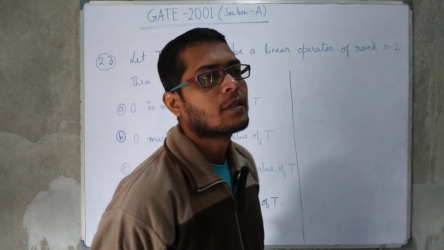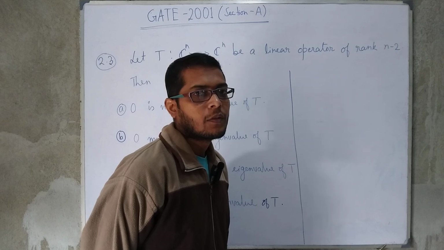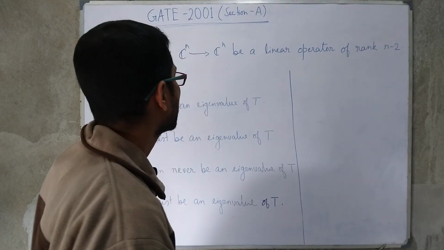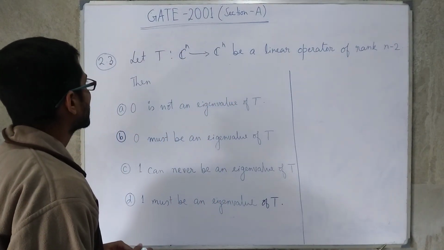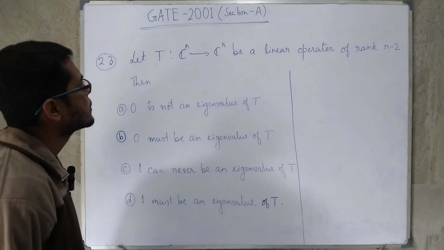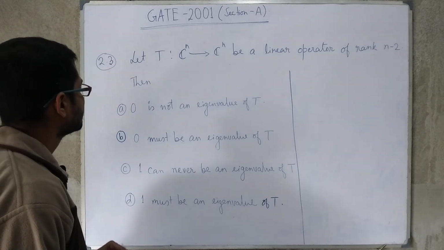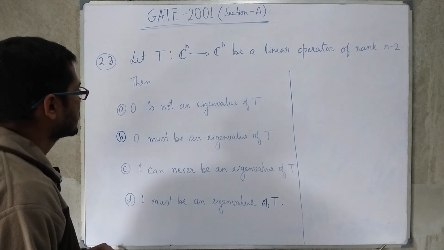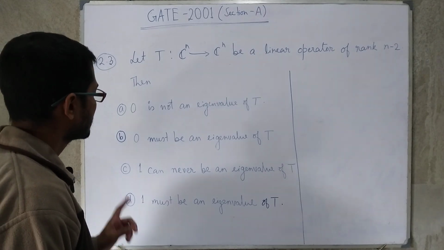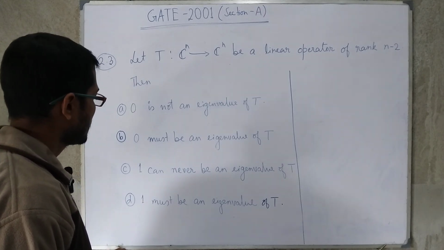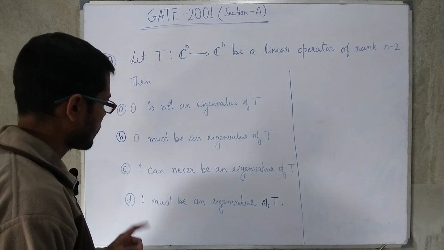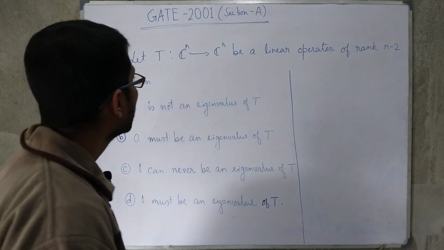Today we will discuss a linear algebra question from GATE 2021. You can see question number 2.3. Let T: Cn to Cn be a linear operator of rank n minus 2. Then four options are given: 0 is not an eigenvalue of T, 0 must be an eigenvalue of T, 1 can never be an eigenvalue of T, 1 must be an eigenvalue of T.